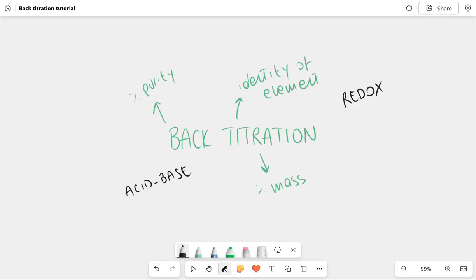This is used when an analyte is an insoluble base or an acid. So it can be used to determine the amount of an insoluble base like calcium carbonate by reacting it with a known excess of acid, then titrating the remaining acid with a standard base.